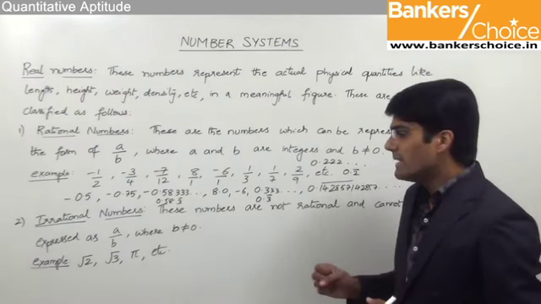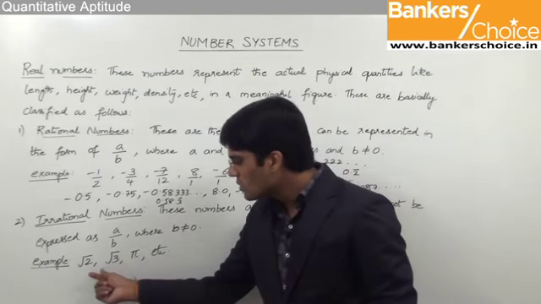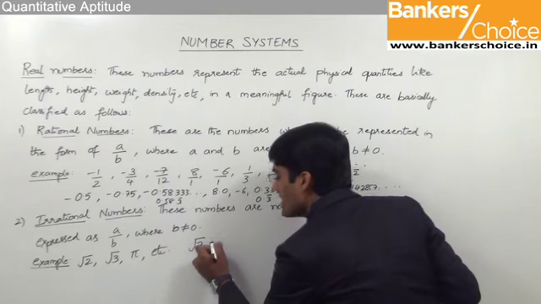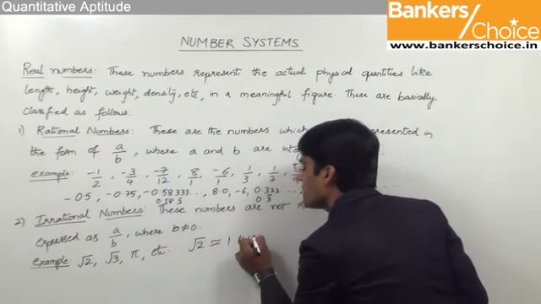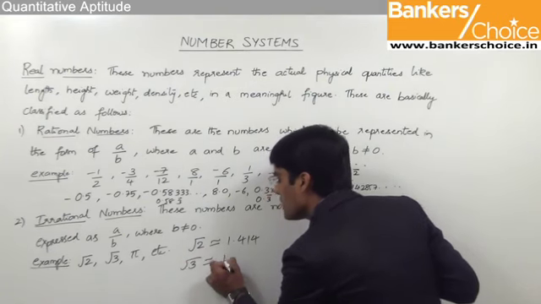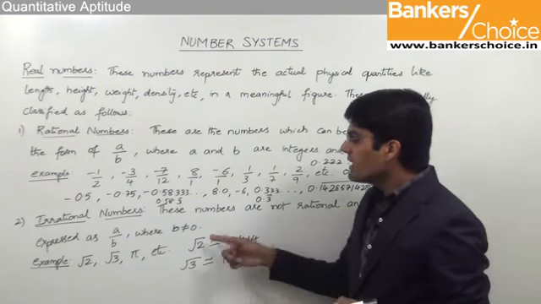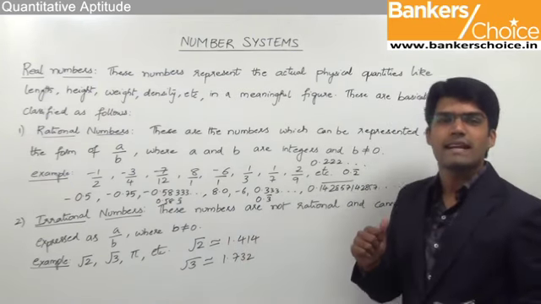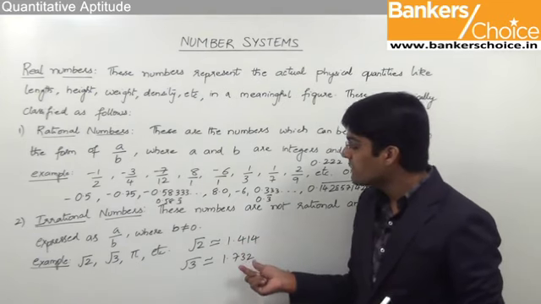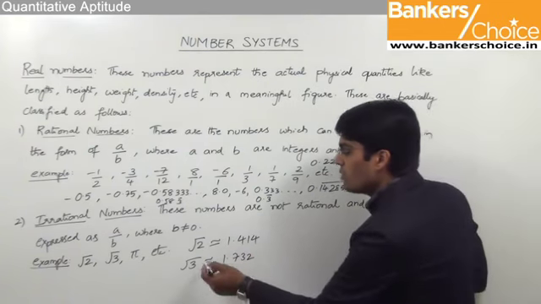Let us now understand the basic idea behind irrational numbers. Now, as we have seen, the examples are root 2, root 3, pi, etc. If you look at root 2, the approximate value of root 2 is 1.414. Similarly, the approximate value of root 3 is equal to 1.732. That means in case of irrational numbers, we never get an exact answer. We can always talk about an approximate answer in terms of decimals or fractions.